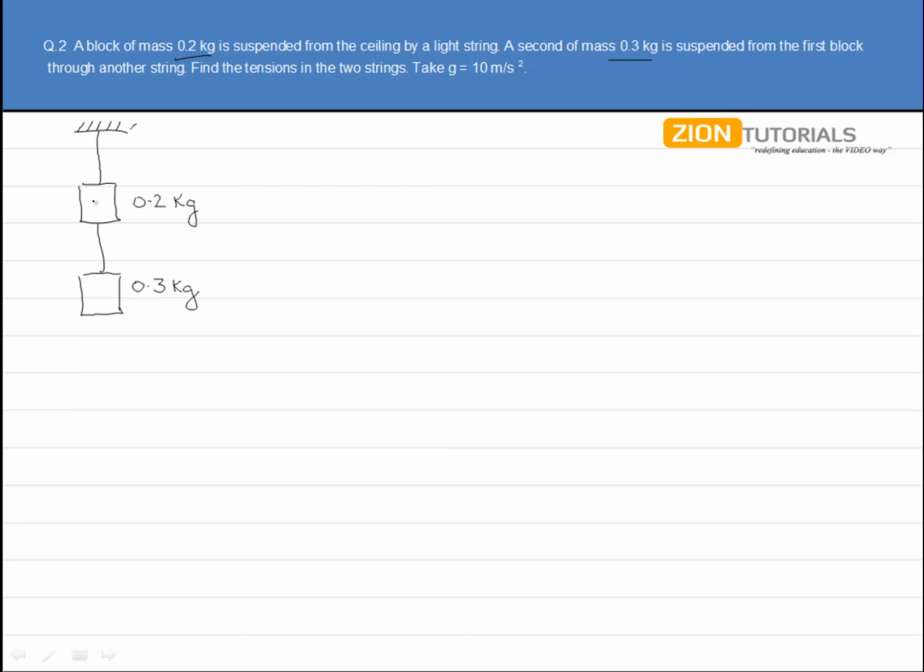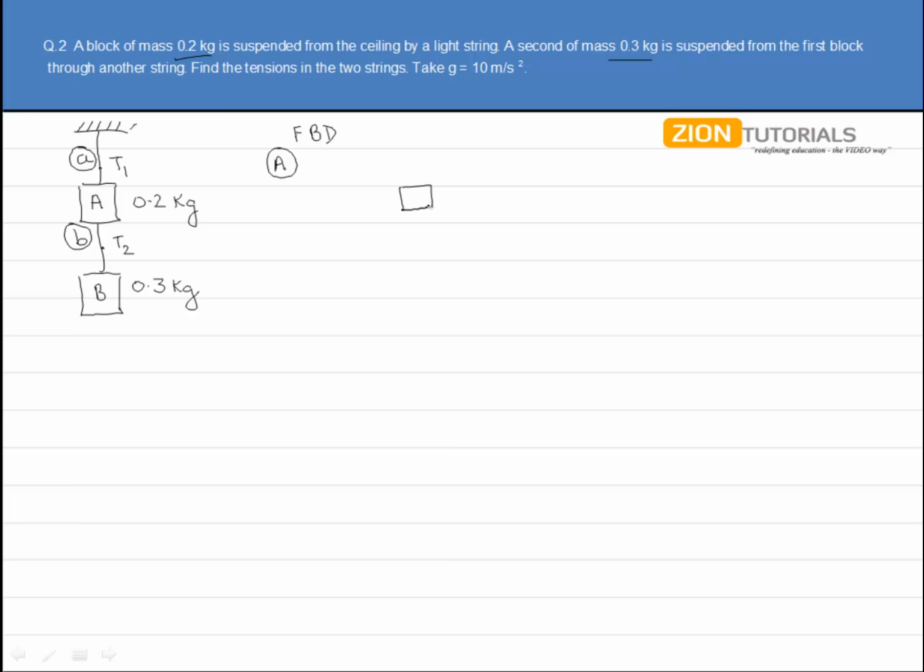Now mark these blocks as A and B and the strings as small a and small b. Let us also assume the tension T1 to be in the first string and T2 in the second string. Since the basic concept of solving any question lies in making the FBD of the blocks, let us draw the free body diagram for block A.